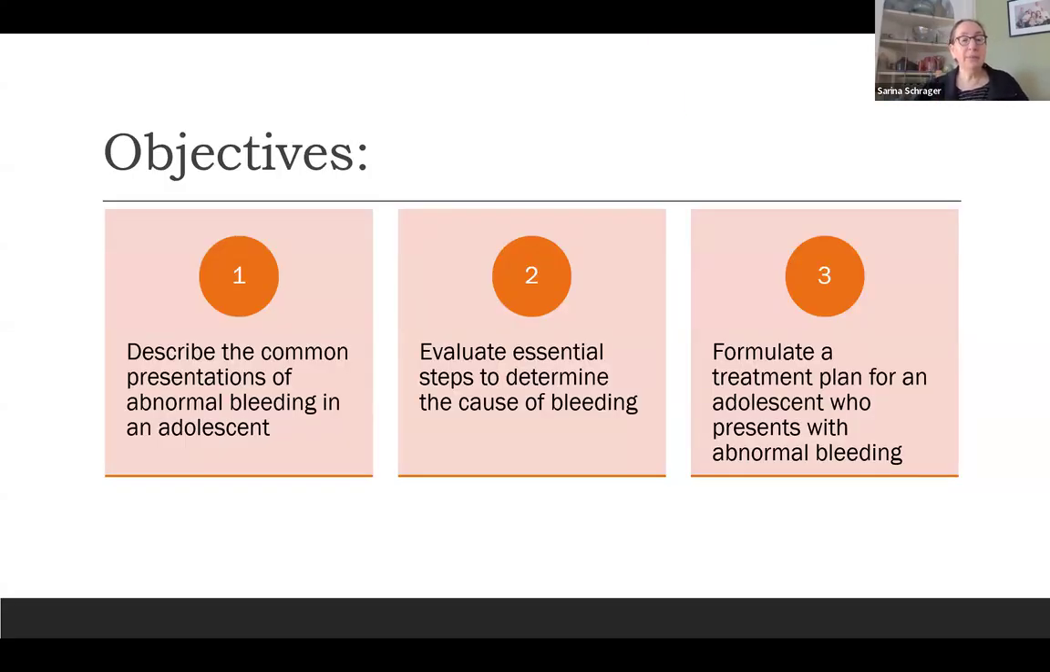My objectives are to describe the common presentations of abnormal bleeding in an adolescent, evaluate essential steps to determine the cause of bleeding, and formulate a treatment plan when a patient presents with abnormal bleeding.